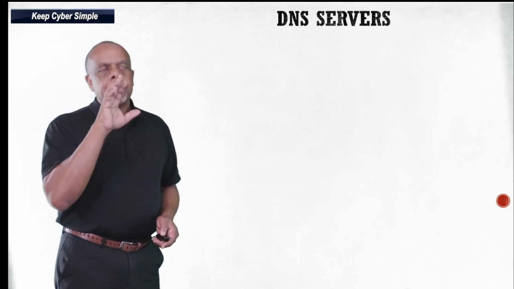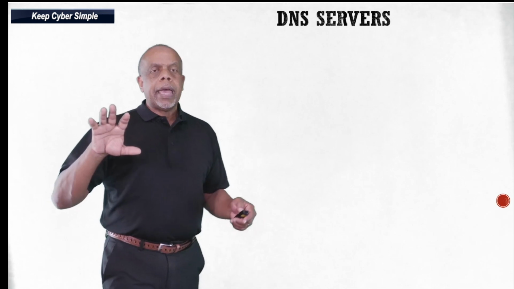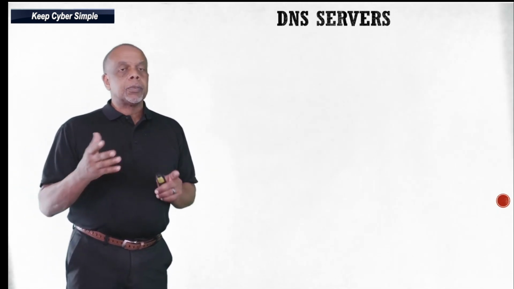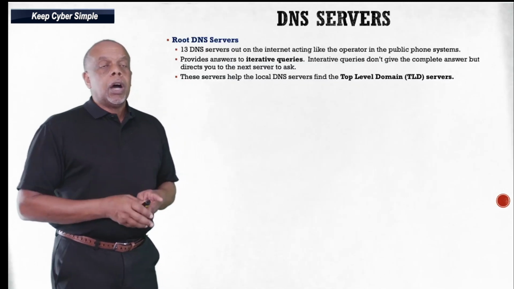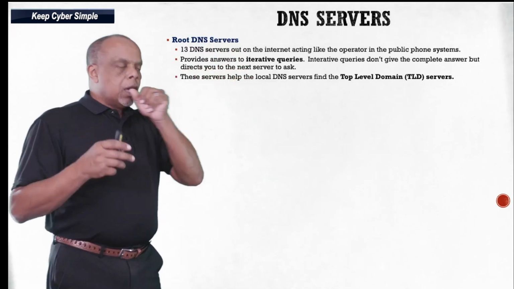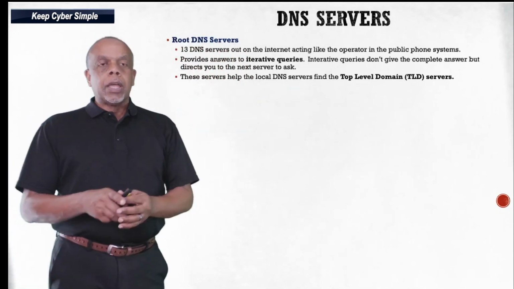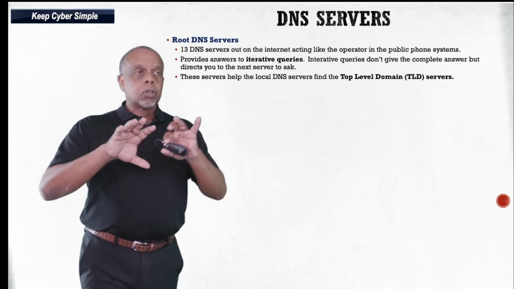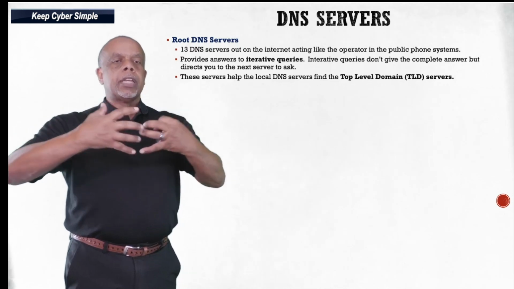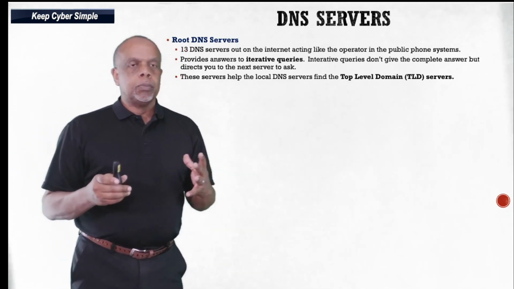Now, within this hierarchy, we have a lot of different types of servers. It's important to understand the differences between these different types of servers. First of all, at the very top of this structure, we have our root DNS servers. This is 13 servers across the globe, across the internet, tied together, and really what they do is act like giant phone books.